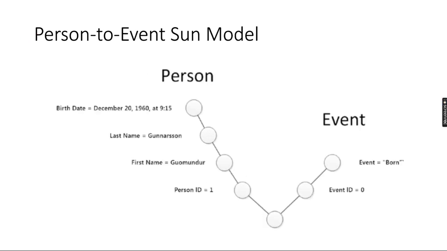Now the person to event Sun model. Here we take the person ID, first name, last name, birth date and the event that has occurred. So the person event ID is 0 and the event is born. So the person was born. This is an event.